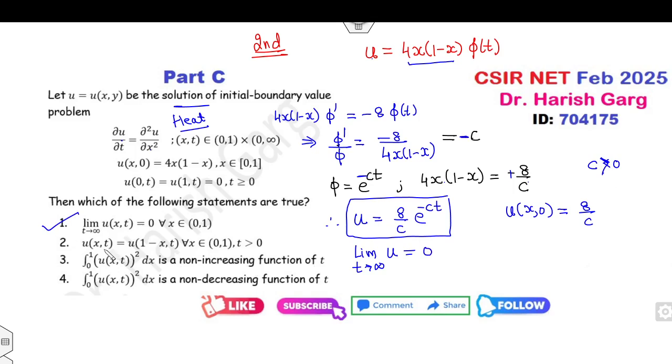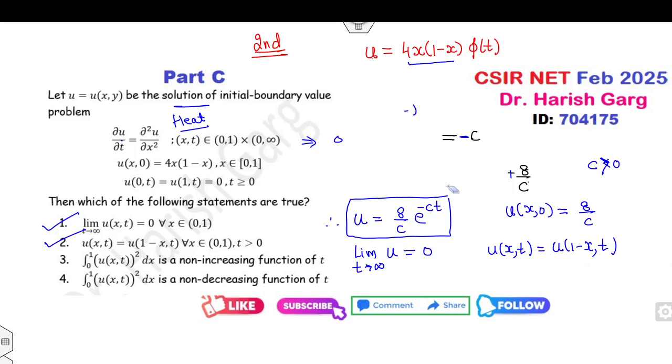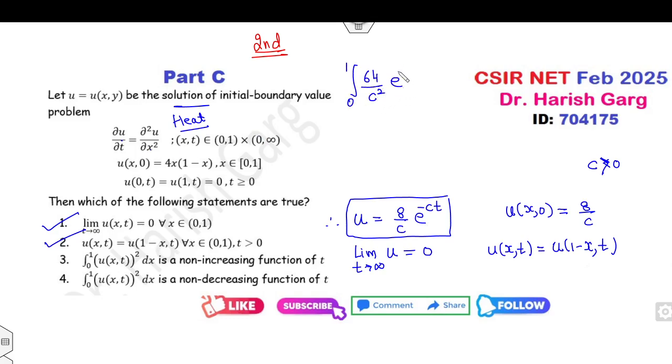Fine. Again, what is the u of x comma t? U of x comma t and u of 1 minus x comma t are same because this function is symmetric. Fine. Now look at the third option. Your u will be here. Fine. Now your target is the integral from 0 to 1 of u square, that is 64 c square e raised to power minus 2 ct with respect to x. So all are constant with respect to x. So I can take out this number, e raised to power 2 ct. This is say my f.